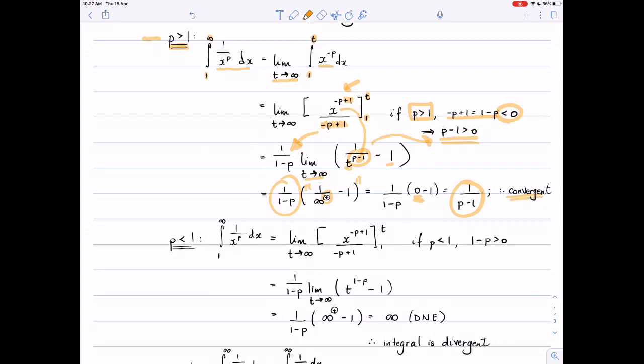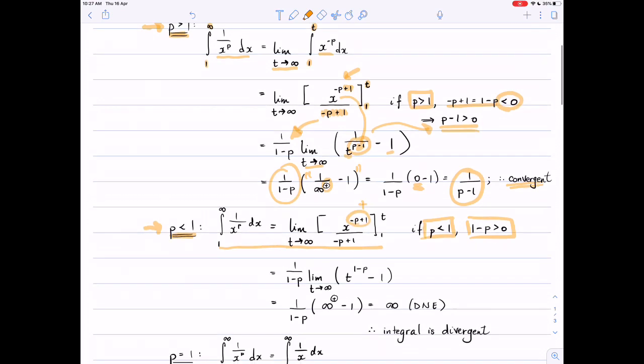That is the first case where p is greater than 1. Let us look at the second case, when p is less than 1. We are going to have the exact same steps here, the same antiderivative. It's still the power rule. But now, if p is less than 1, then 1 minus p is already positive. This is a positive power. So if I leave that upstairs, I pull out the constant and do FTC part 2, the top value minus the bottom value. So t to the 1 minus p, minus 1.